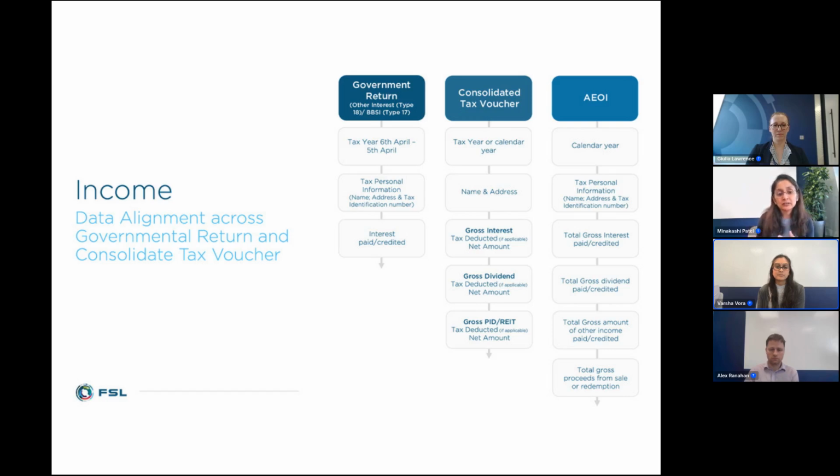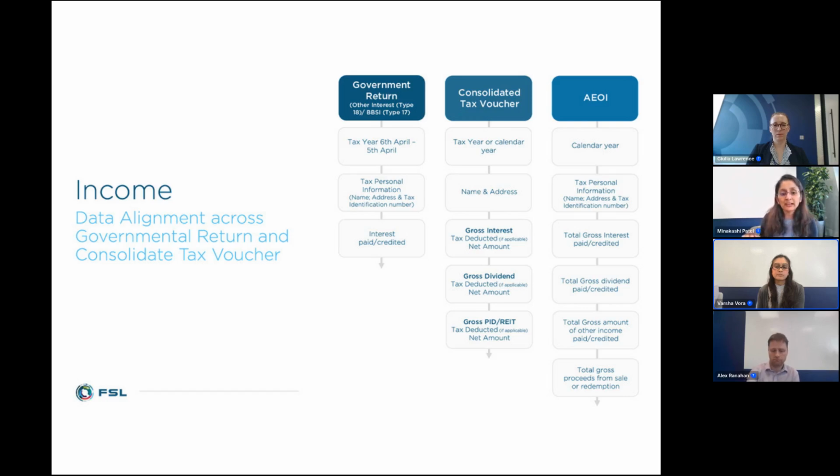The governmental returns and the consolidated tax voucher are both based on tax year, so that's quite convenient. But OIE is calendar year based as well. Governmental return requires tax personal identification numbers, but in consolidated tax vouchers, we take name and addresses. But again, they still need to have similarities in there as well. And the CRS will take personal information such as names, addresses, and tax numbers as well.